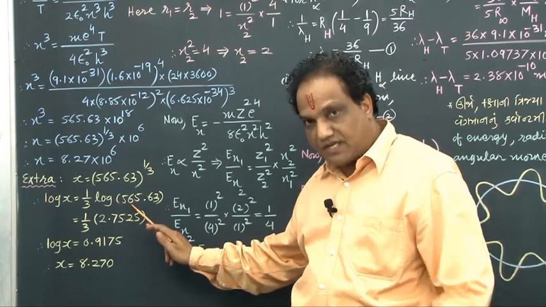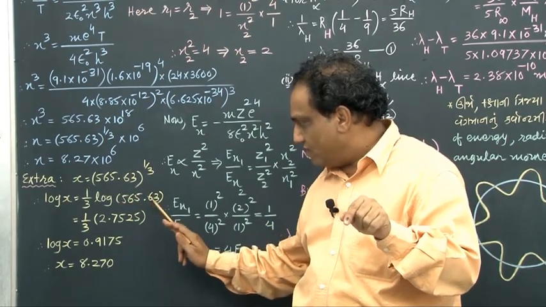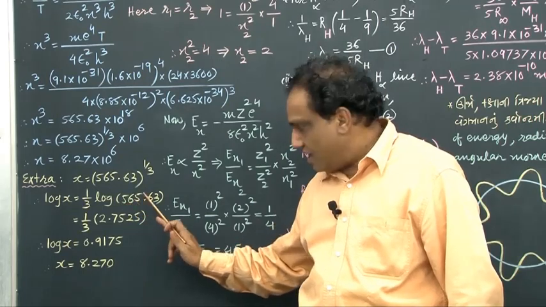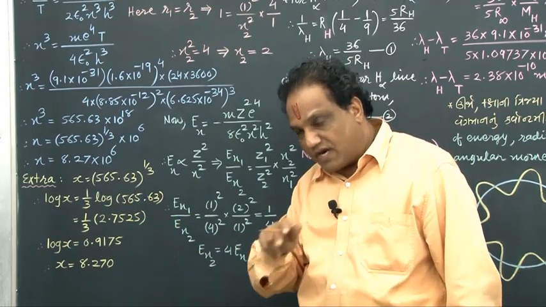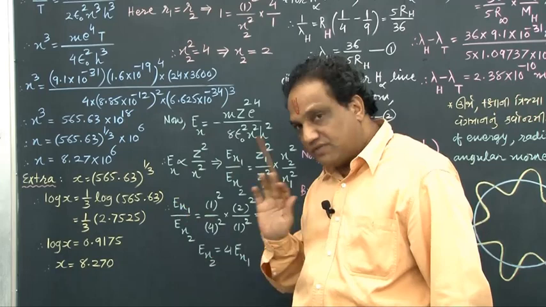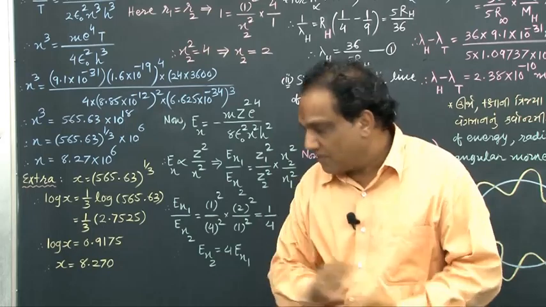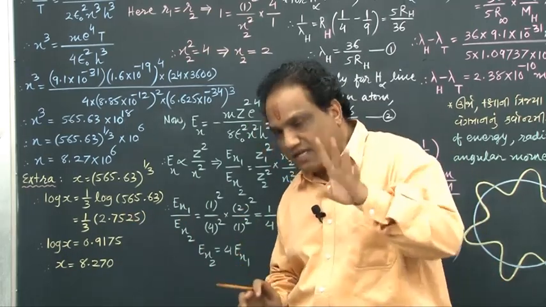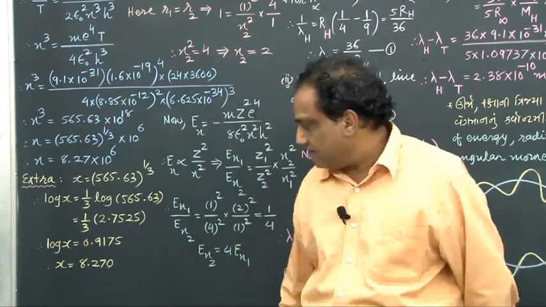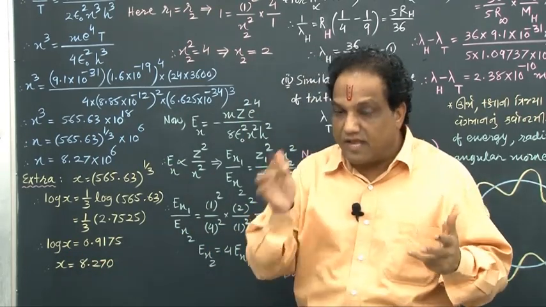Mantissa you will find out this way. Against 56 in the logarithm table, below 5, the difference of 6 you will add. Then you will get the value 7525. Altogether, the logarithm of this figure comes out to be 2.7525. And that value divided by 3, the answer is 0.9175. Okay, fine.